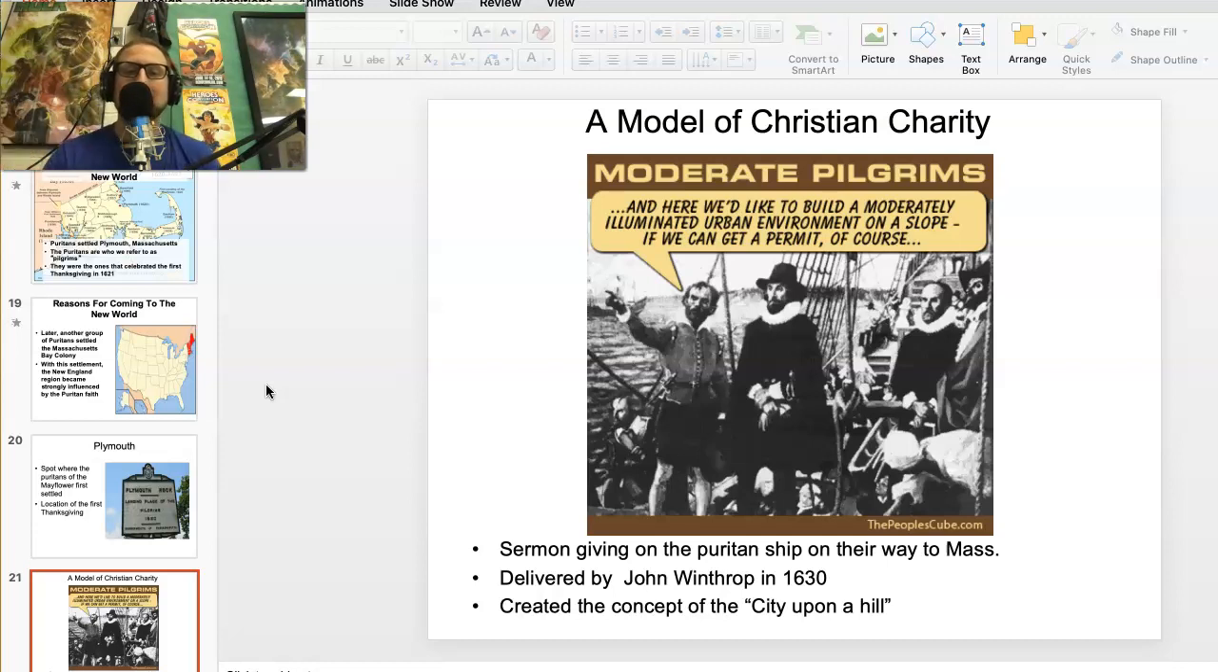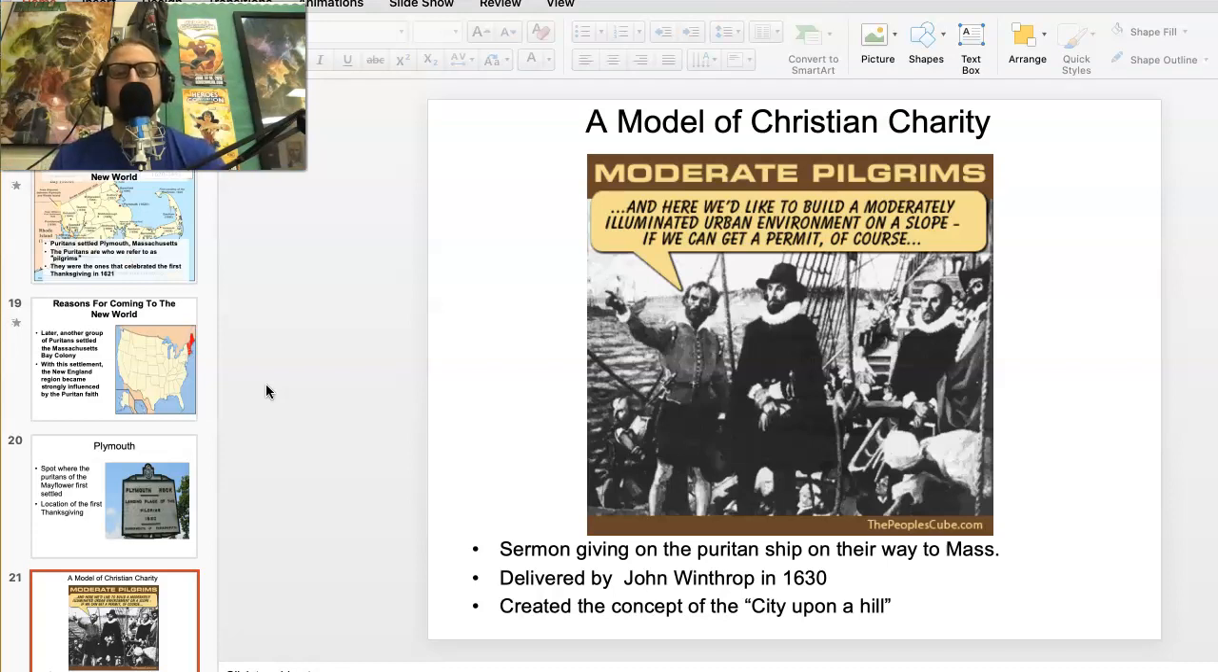So they would pass the time by the leadership of the Puritans delivering sermons, the most famous of which was a sermon known as the Model of Christian Charity. It was a sermon delivered by John Winthrop in 1633, in which the concept of city upon a hill came from. City upon a hill will become very, very integral to what becomes American politics as time progresses.